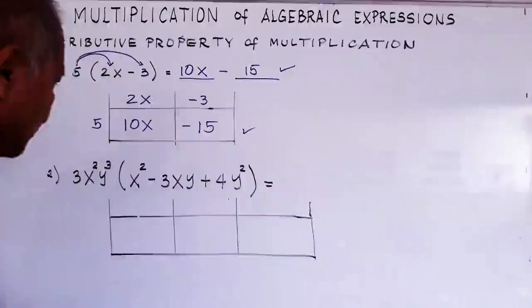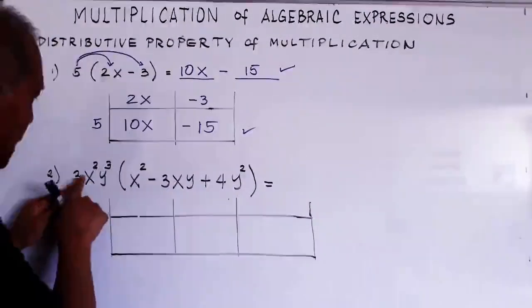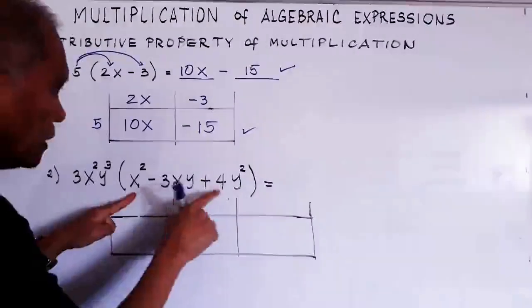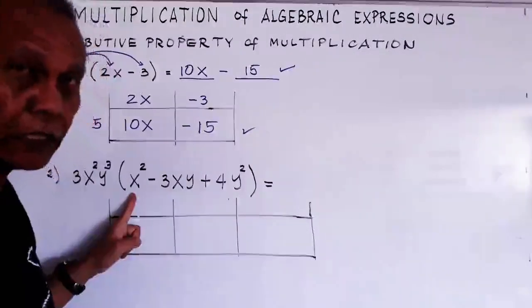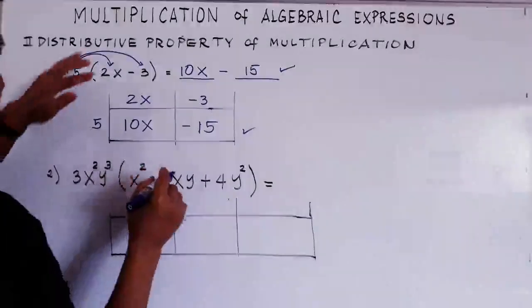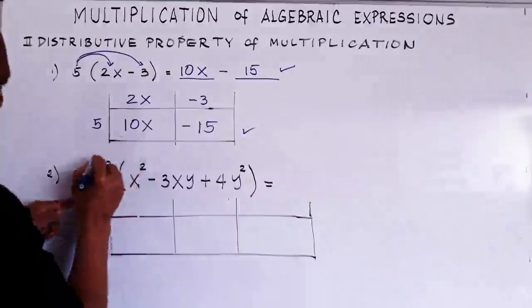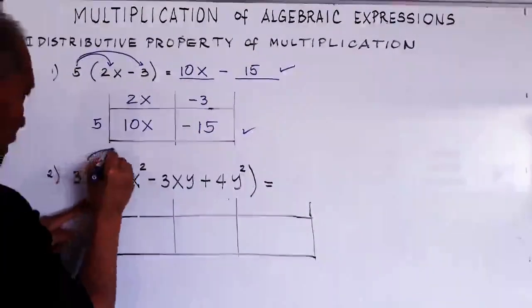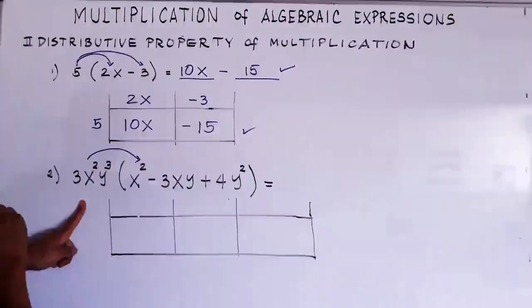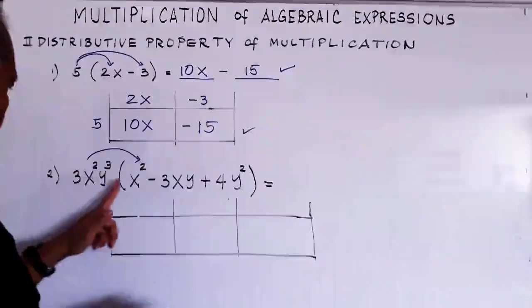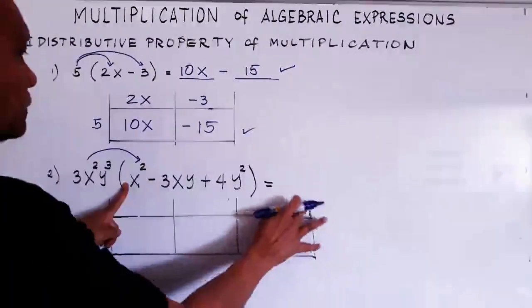Let's have the second one. We have 3x squared y cubed times, what is this? A trinomial, a polynomial. So here, we'll use first the distributive property. So you can put arrows so you will not be confused. Okay, first that one. Later the second and the third arrows. So positive, positive. Oh, it's positive.